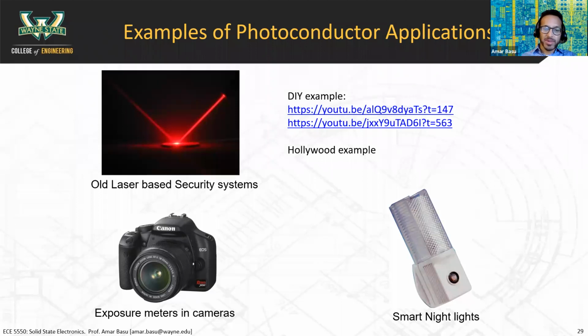It actually involves photoconductors. Suppose you have a laser going this way, and then here you have a photoconductor, and the photoconductor is part of a readout circuit. So the photoconductor has a certain resistance associated with it. The laser is hitting the photoconductor, and when it's hitting the photoconductor, the resistance is at a certain value. Now imagine that some person gets in the way and blocks the laser light. What's going to happen to the resistance?